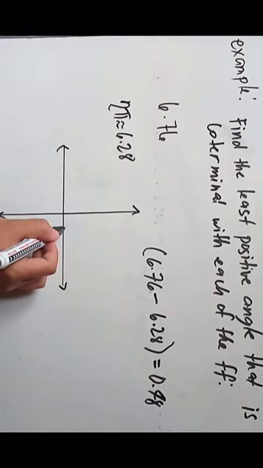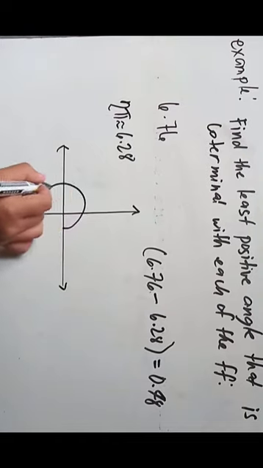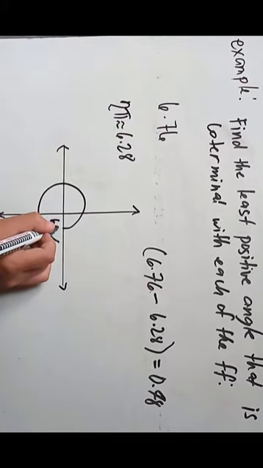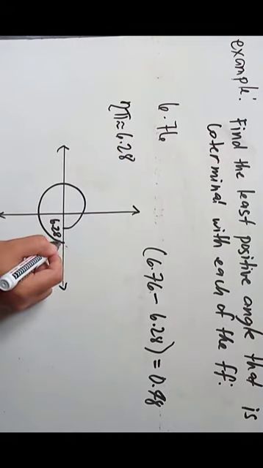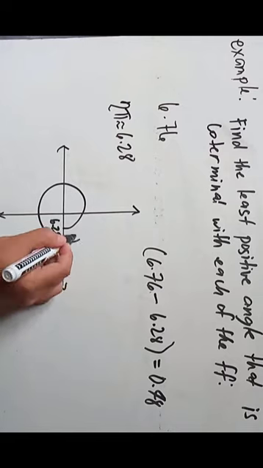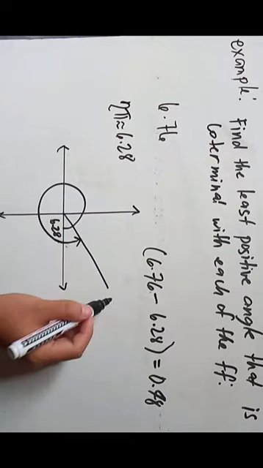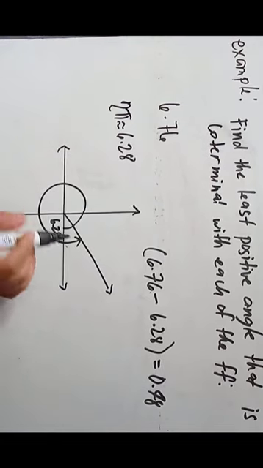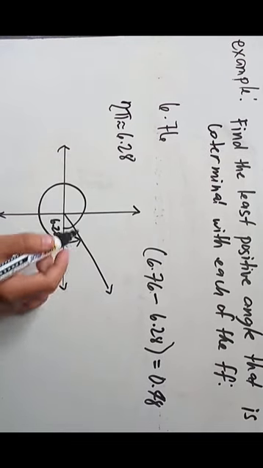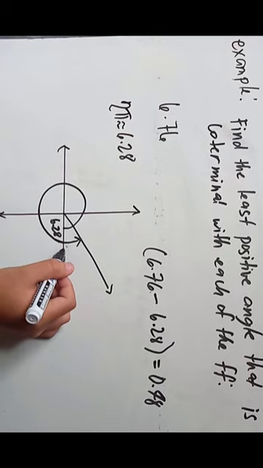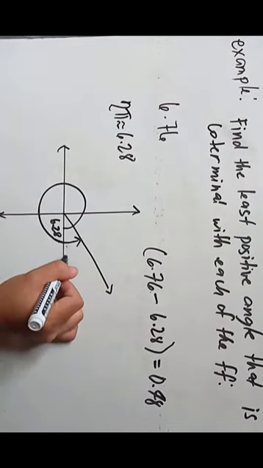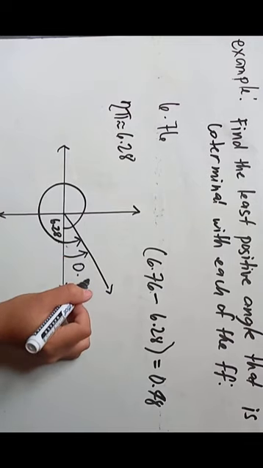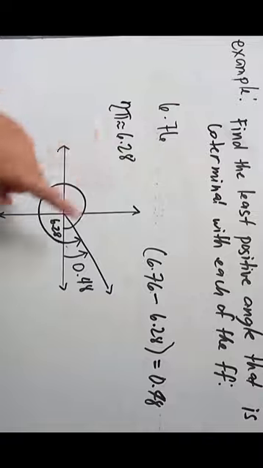So let's see. This is the initial side. In 1 revolution, that is 6.28. But since that is 6.76, we will extend our angle here. Based on the definition of coterminal angles, that is two or more angles that have the same initial side and same terminal side, where is our coterminal here? It is this one, and this measures 0.48 in terms of the equivalent decimal value in radians.